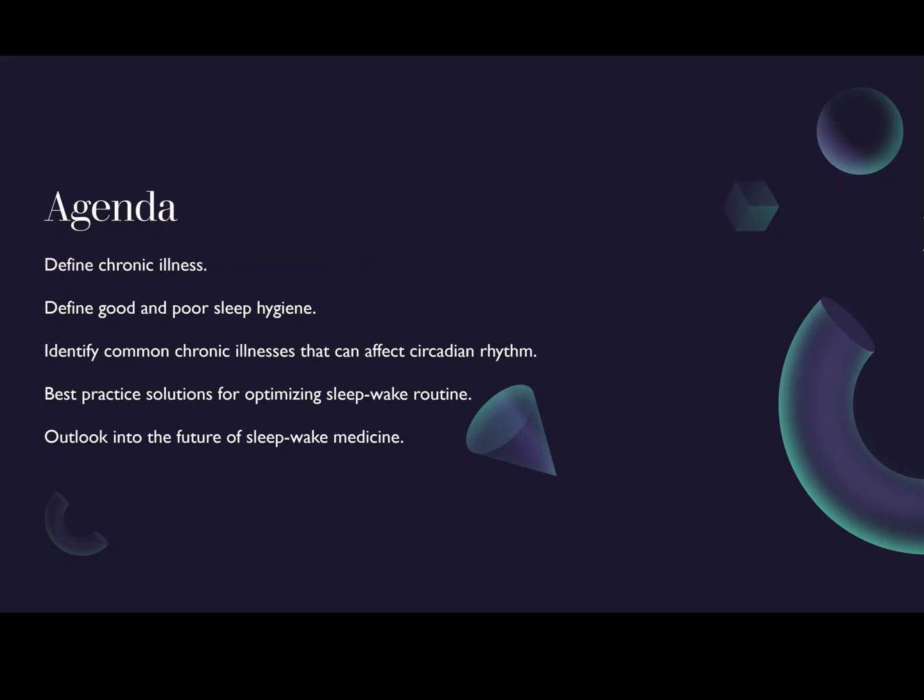So the agenda today is pretty straightforward. We're going to talk about chronic illness, what that is, and the blueprint, the framework. Insomnia-type symptoms are very prevalent in patients who have chronic disease, and a lot of people also have a primary sleep disorder such as chronic insomnia disorder. But the underlying theme is what is good sleep hygiene and what is poor sleep hygiene.